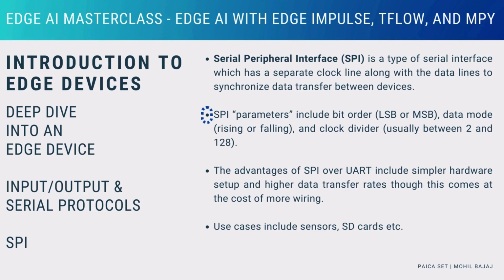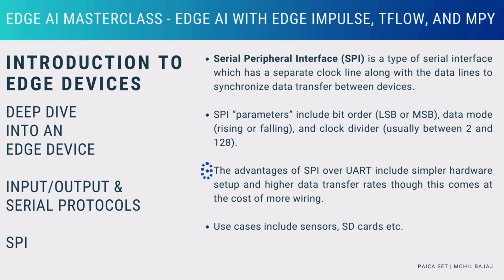This clock divider value is used as the SPI can operate at millions of bits per second, which may be too high for some devices. To accommodate such devices, the clock divider value is used to adjust the data transfer rate. Now that we have some understanding of the SPI protocol, let's compare it to the UART protocol.